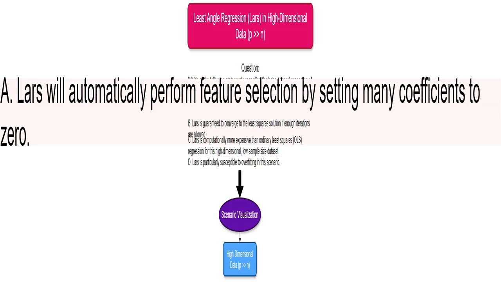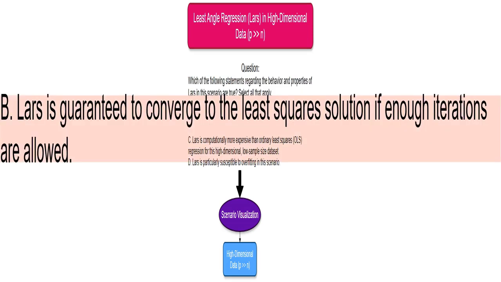Let's dive in. LARS works by adding features to the model one by one, based on how strongly they correlate with what's left unexplained. When dealing with lots of features, many will be unimportant. Therefore, LARS effectively performs feature selection by assigning very small, or near zero, coefficients to these unimportant features. Pretty cool, right?